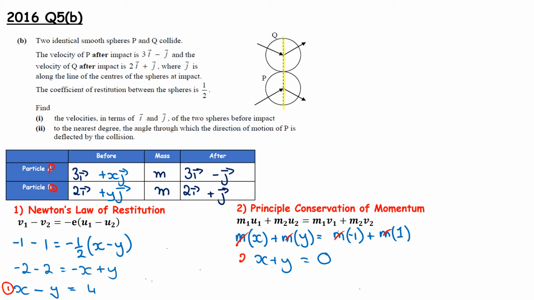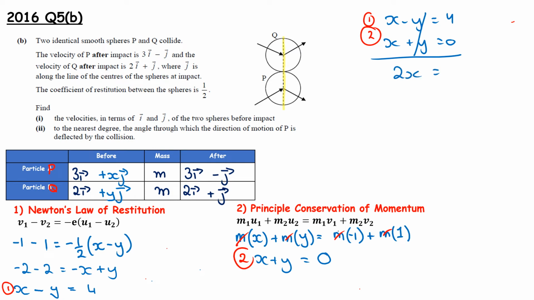and that is equation 2. So now we take our two little equations and we're going to work with them. So we get x minus y is equal to 4, x plus y equals 0. So the y's eliminate and we get 2x equals 4, so x equals 2. We'll sub it back into either equation, it doesn't matter. 2 minus y equals 4. Minus y is equal to 2, so y is equal to minus 2.